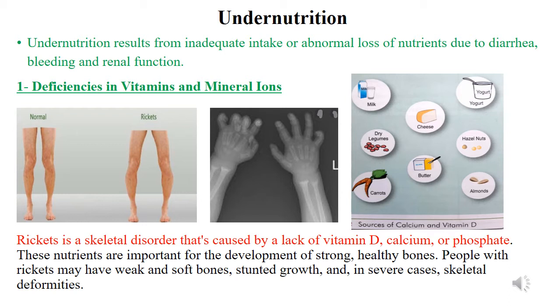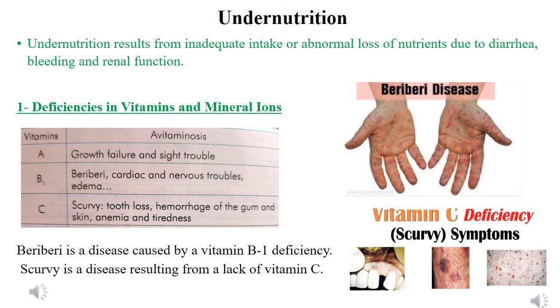Let's see some sources of calcium and vitamin D. Yes, milk, cheese, yogurt, nuts, almonds, carrots, etc. So we can prevent this disease by consuming these foods. This table is showing diseases that are due to deficiencies in vitamins. For example, deficiency in vitamin A leads to growth failure, in vitamin B1 leads to beriberi, and deficiency in vitamin C leads to scurvy. What are beriberi and scurvy?